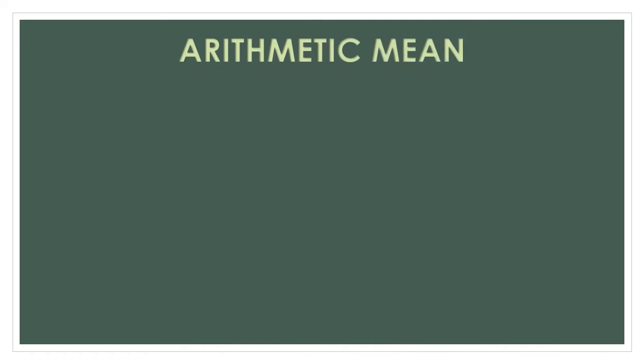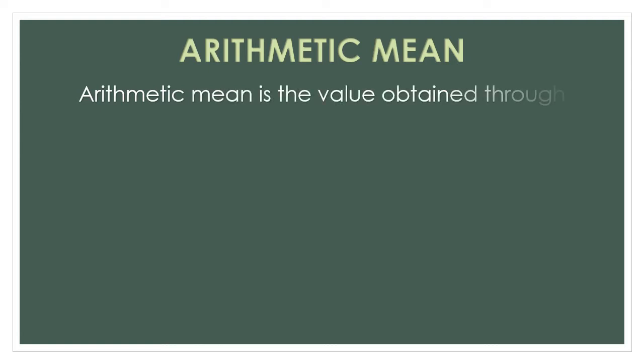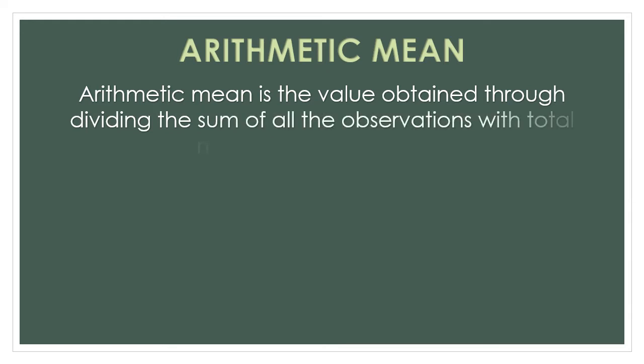In the last tutorial I gave you an introduction of the measures of central tendency and the characteristics of an ideal measure. Now in this tutorial we are going to start with the very first, that is arithmetic mean, also known as just mean. Arithmetic mean is the value obtained through dividing the sum of all the observations with the total number of observations. Now this is a very straightforward definition, that is a mean, an average, which is obtained by dividing the total value of all the observations with the number of the observations.